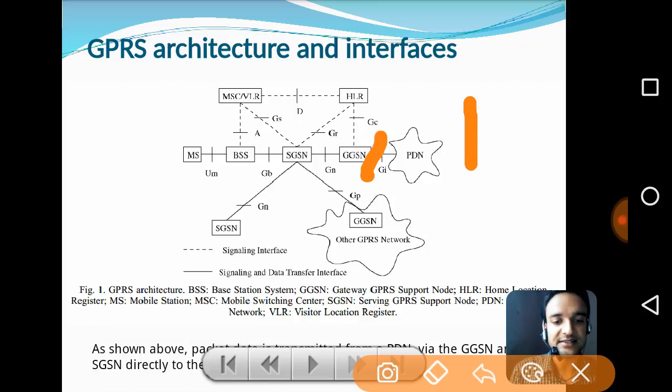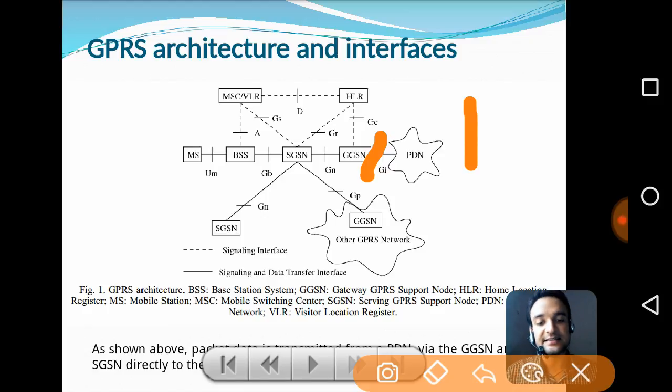So what is a GGSN? GGSN stands for Gateway GPRS Support Node. It is a support node, and it is actually the gateway. So what does a gateway do? It acts as an interconnection between the SGSN and the PDN. Just to the left is the SGSN and just to the right is the PDN. So it acts as a gateway between those two.